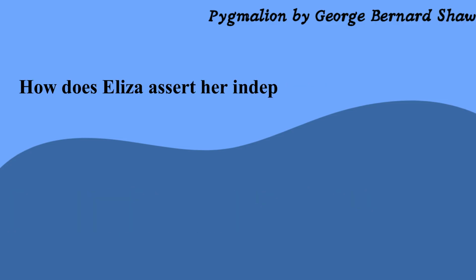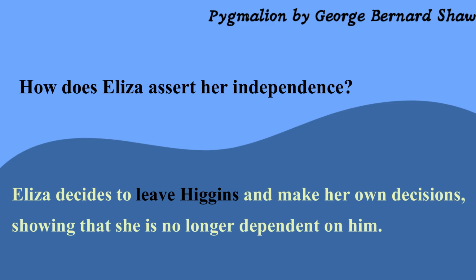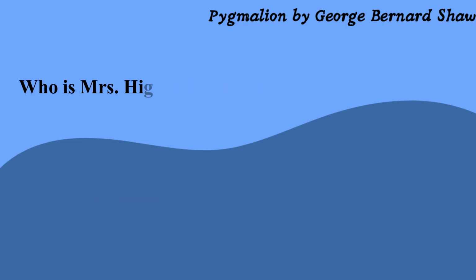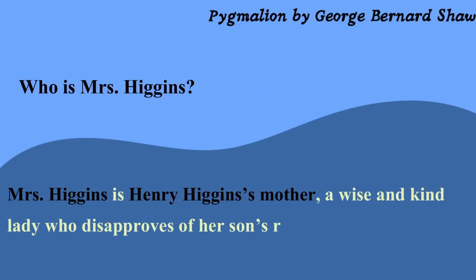How does Eliza assert her independence? Eliza decides to leave Higgins and make her own decisions, showing that she is no longer dependent on him. Who is Mrs. Higgins? Mrs. Higgins is Henry Higgins's mother, a wise and kind lady who disapproves of her son's rude behavior.